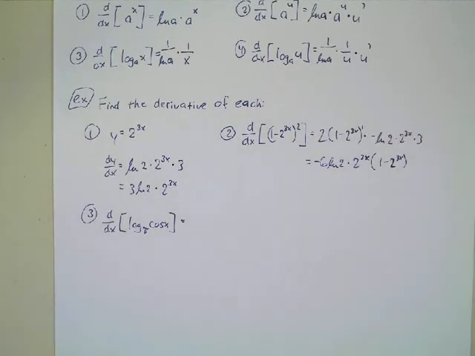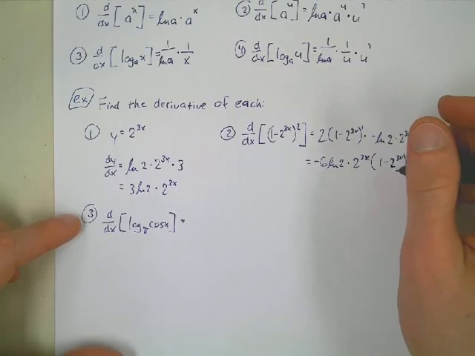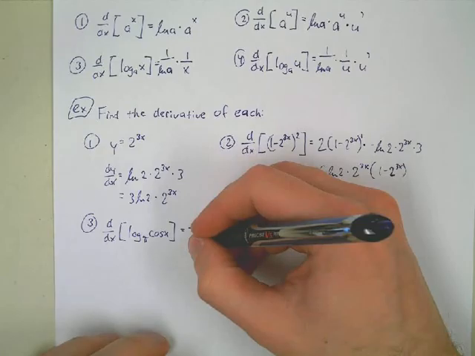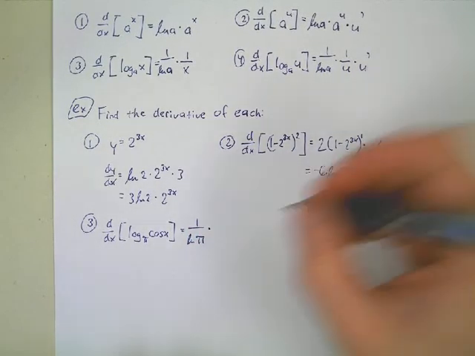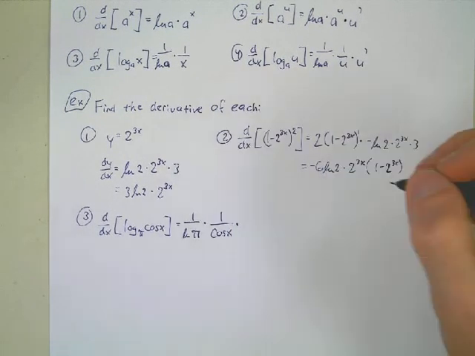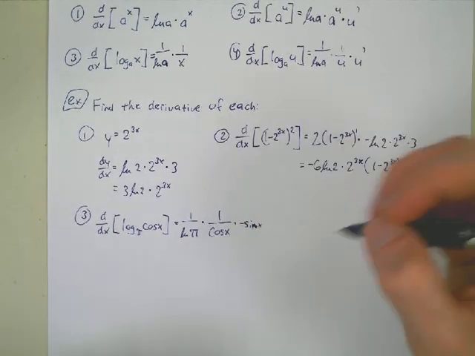All right, so we're going to go to Jack. What do you say here, Jack? What's the derivative? You do 1 over the natural log of pi, yep. Times 1 over cosine x, good. Times the derivative of what was inside, right? Cosine is a function, so we have to multiply by its derivative, negative sine, as well.